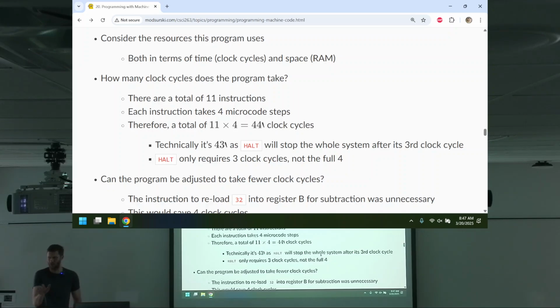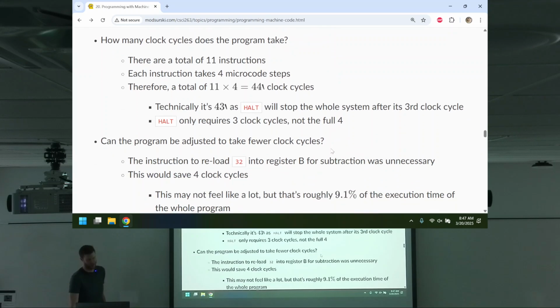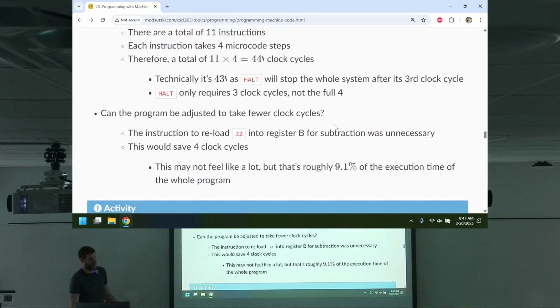Is it clear why it's 43? Halt deactivates the system as soon as that 3rd microcode runs, which is to stop the clock. So it can't actually do that 4th one. Because if that clock's off, the microcode counter won't be running, meaning nothing is running. Halt only requires 3 clock cycles, not a full 4, which is interesting.